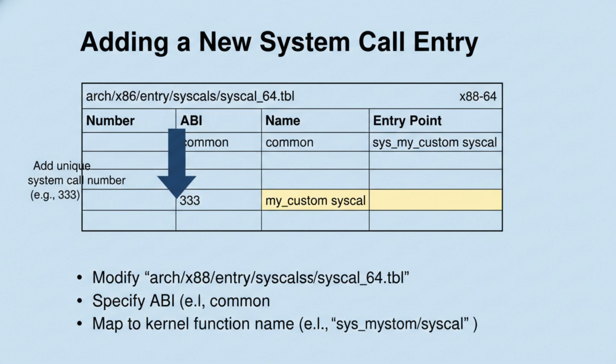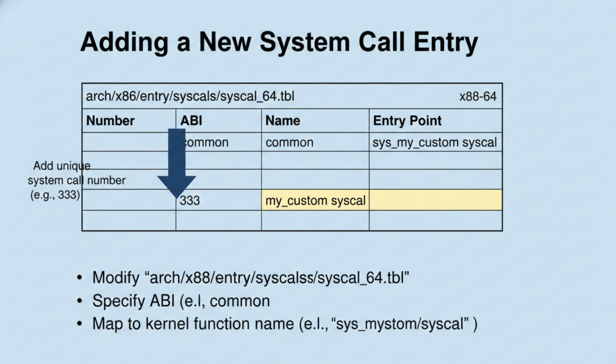The core of integrating a new system call involves adding an entry to the kernel's system call table. For x86-64 systems, this typically means modifying arch/x86/entry/syscalls/syscall_64.tbl. Each entry requires a system call number, an ABI, application binary interface, the name of the system call, and the function it maps to. For example, you might add 333 common my_custom_syscall sys_my_custom_syscall.